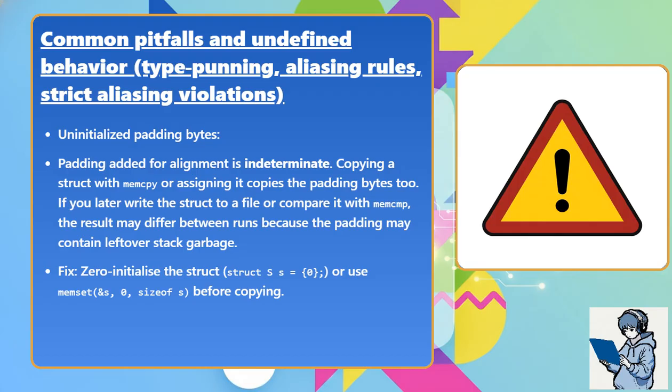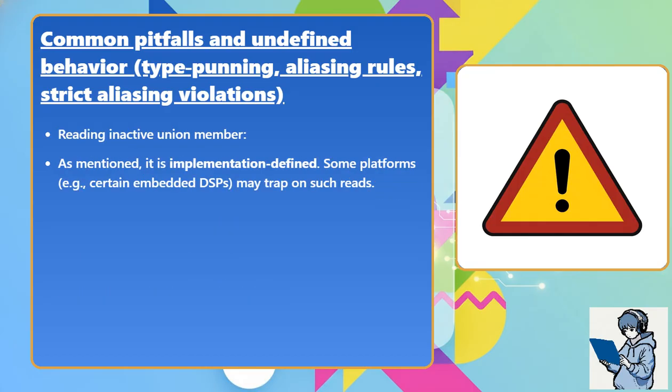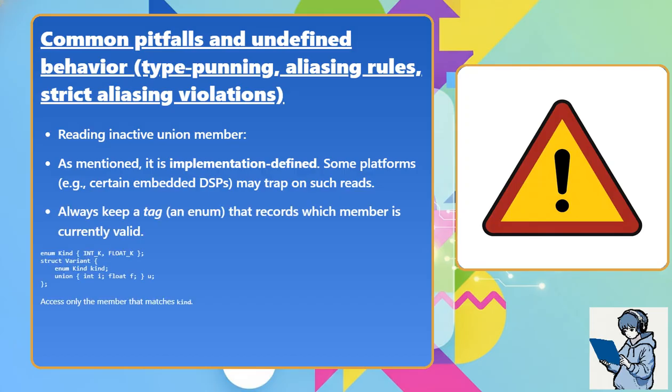For example, struct S s = {0}, or use memset with the address of s, 0, sizeof s before copying. Reading an inactive union member is implementation defined. Some platforms such as certain embedded DSPs may trap on such reads. Always keep a tag enumeration that records which member is currently valid.